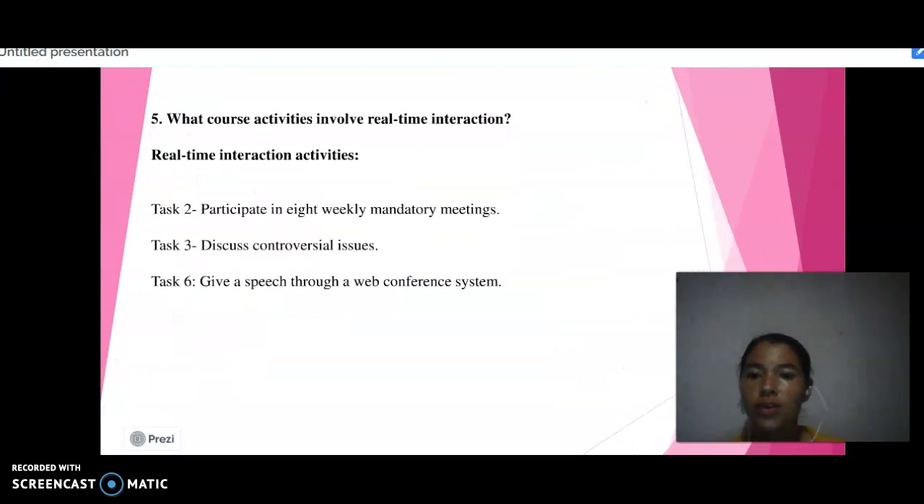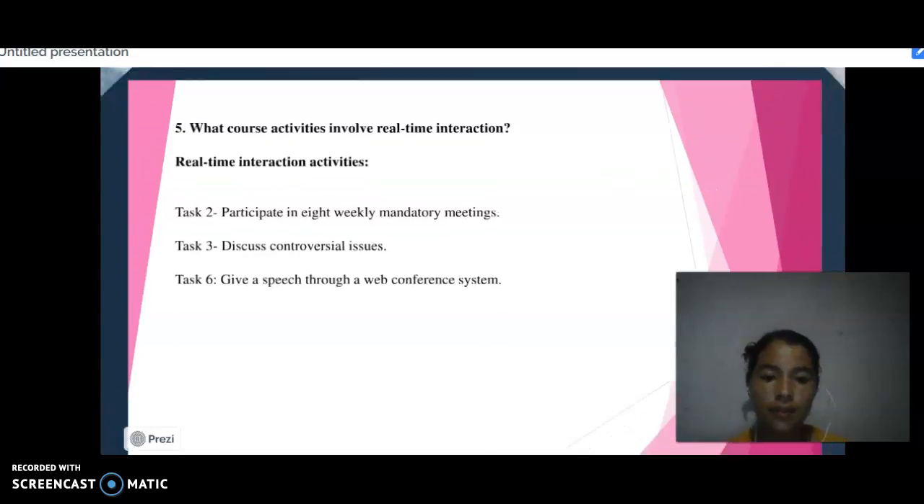5. Which course activities involve real-time interaction? Real-time interaction activities: Task 2, participate in 8 weekly mandatory meetings. Task 3, discuss controversial issues. Task 6, give a speech at a web conference.